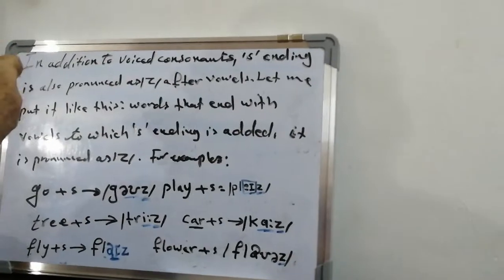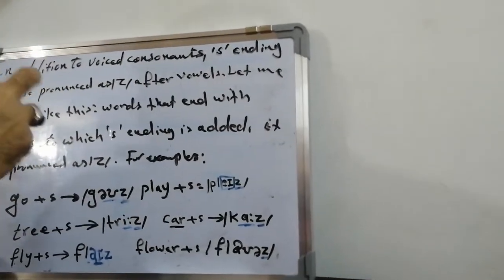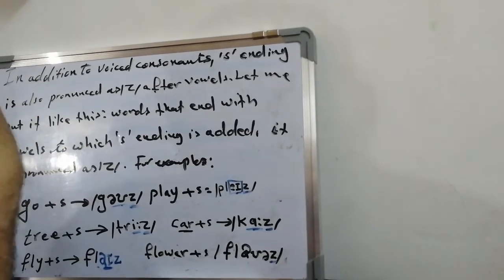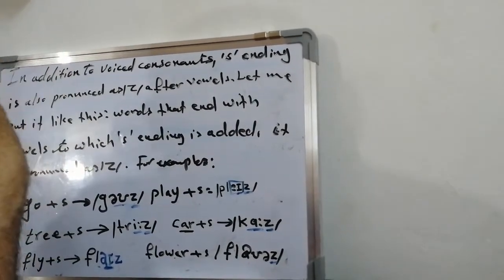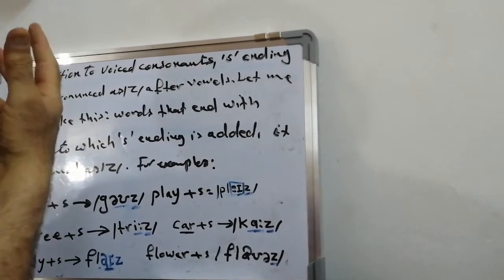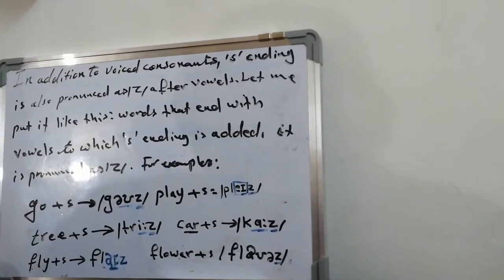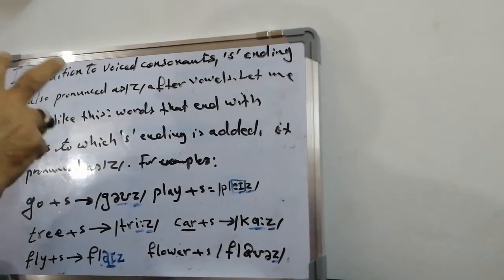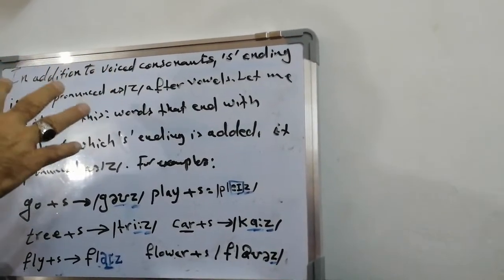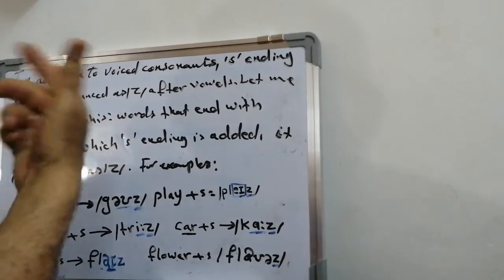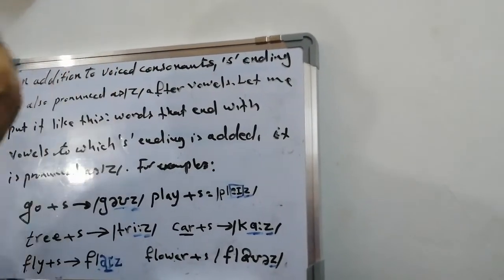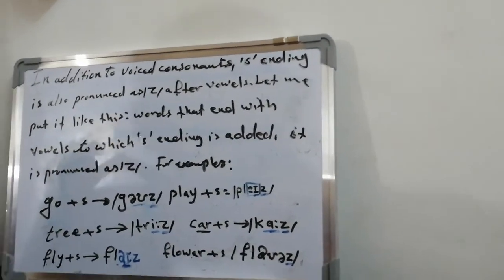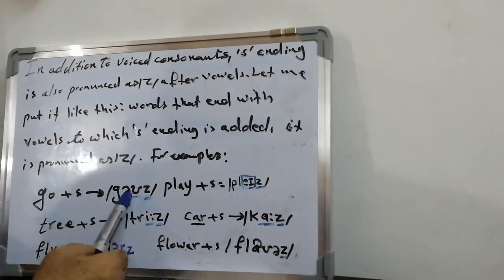So now I can summarize it like this. The S ending is pronounced as Z when it is preceded by a voiced consonant sound, like the de, the ge, the le, the me, the ne, etc. And it is also pronounced as Z when it is preceded by a vowel sound, whether simple, diphthong or triphthong, as you can see here.